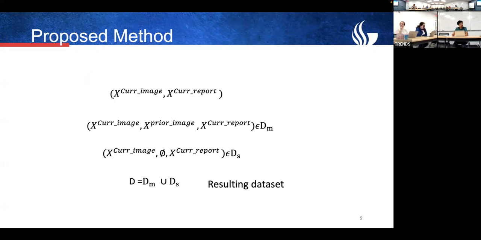So we have a pair of current image and current report, right? And the report describes the current image based on information from prior images as well. So if we talk about data set DM, it comprises a current image, a prior image and a current report. And if you talk about data set DS, if we don't have a prior image, then we are left with a current image and a current report. So the resulting data set is essentially a union of DM and DS.